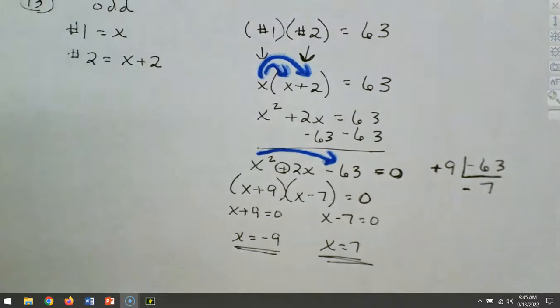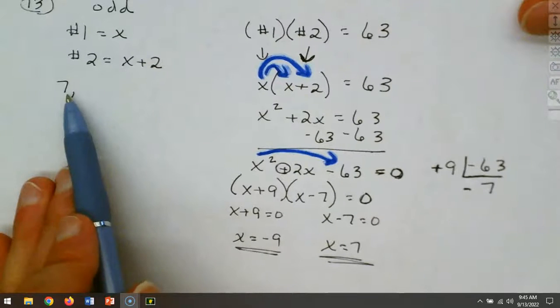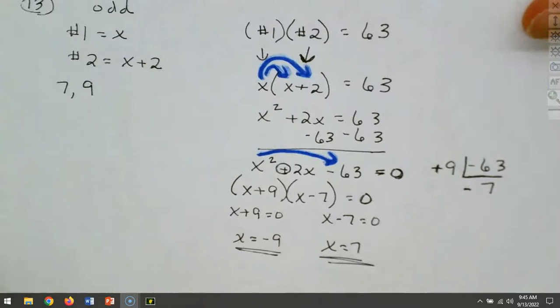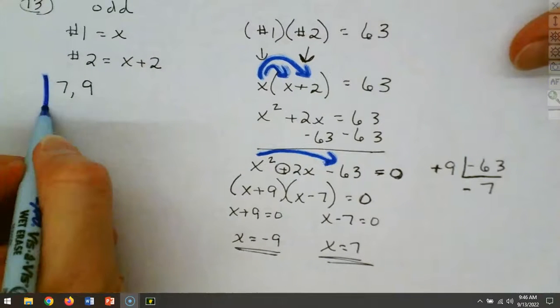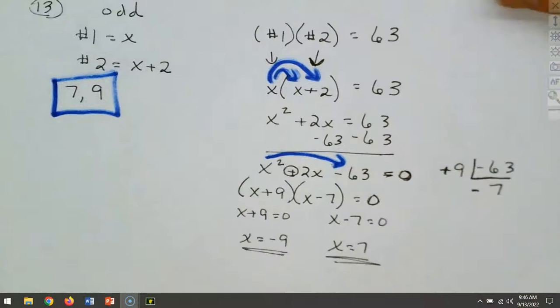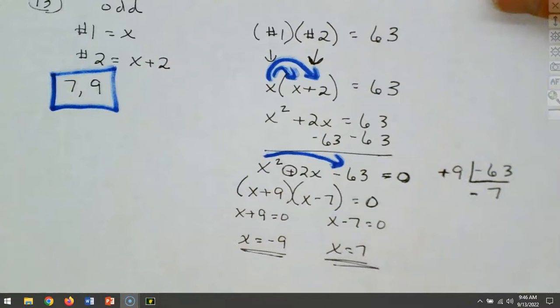What are our solutions? Well, when we actually write these solutions out, we're going to get 2 sets. We have a positive set and we have a negative set. So let's start off with the positive set. The first one is 7. And if the first number is 7, the next one when we add 2 would be what? 9. Now, why is that going to work? Well, 7 times 9 is what? 63. They have to multiply together to give you 63. So 7 times 9 is 63, so that works.